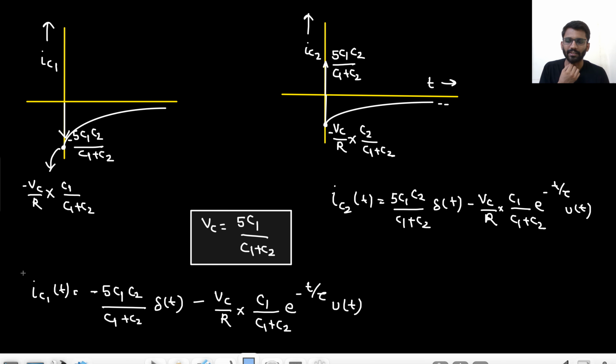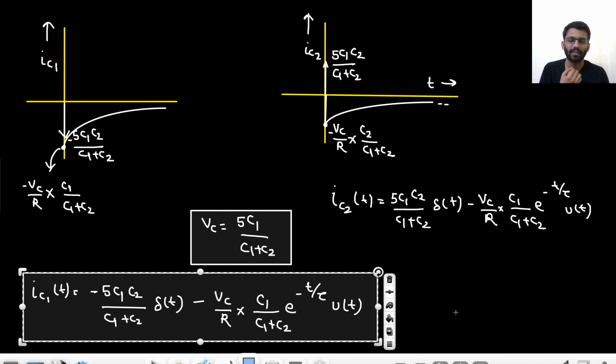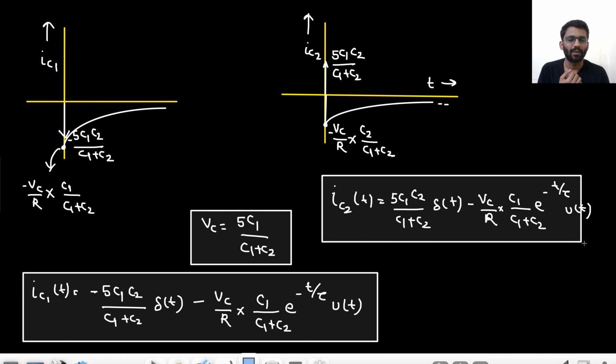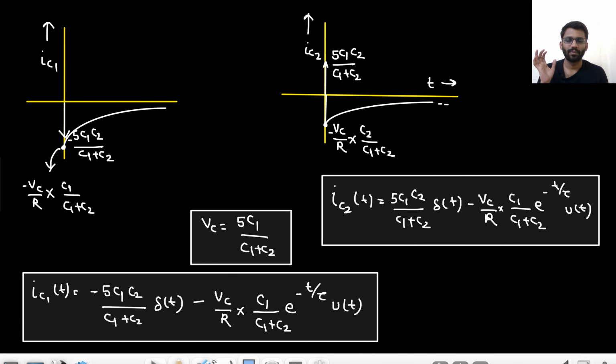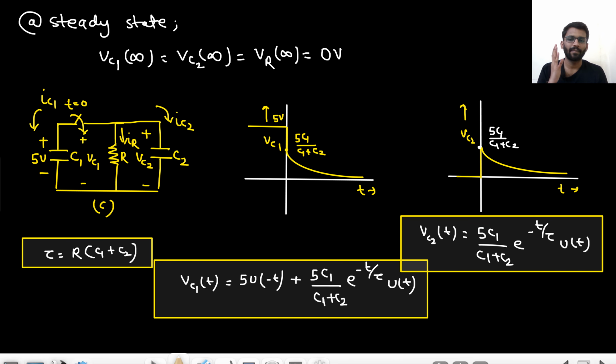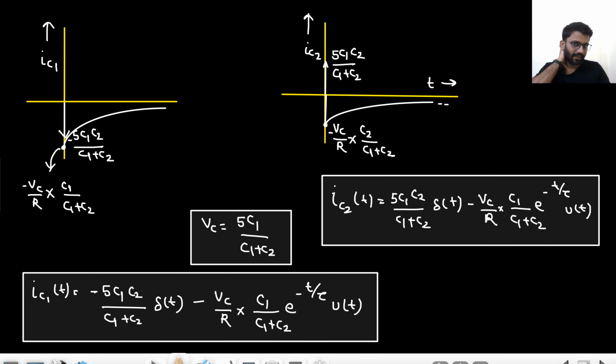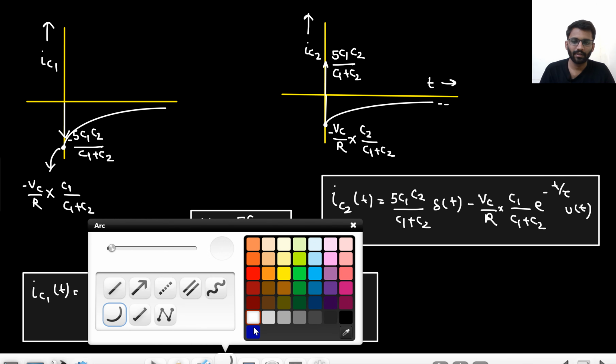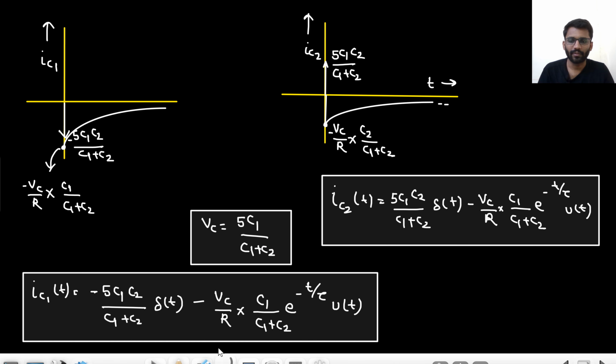So this is the expression of IC2(t), and this is the expression of IC1(t). For IR, I leave it up to you. For IR, initially there was zero current, then suddenly the current was 5C1 upon (C1 plus C2) by R, then the current goes to 0. So the IR waveform you can make on your own. I will just write down the equation of IR.